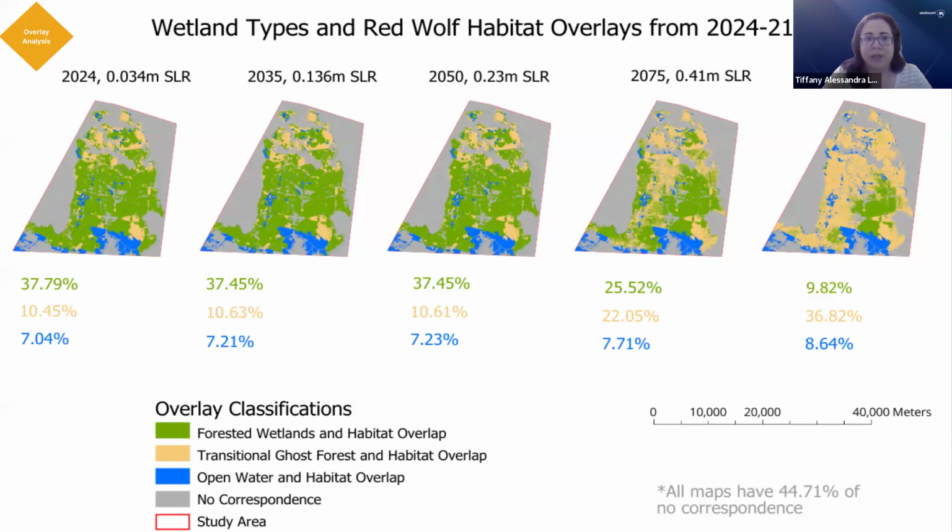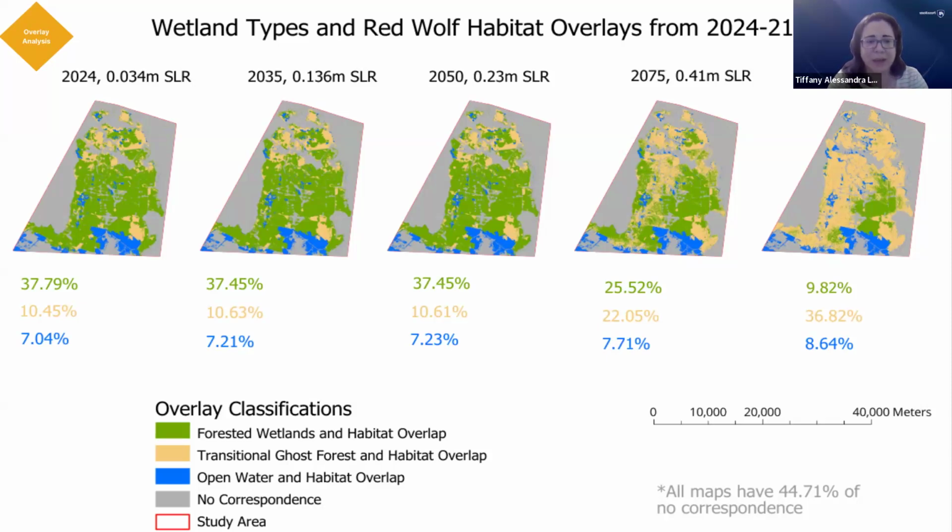Green areas represent areas of forested wetlands and red wolf habitat overlap, yellow areas of transitional ghost forest and habitat overlap, and then blue for open water and habitat overlap. For each of the maps, there is actually an equal area of no correspondence, equal to 44.71%.